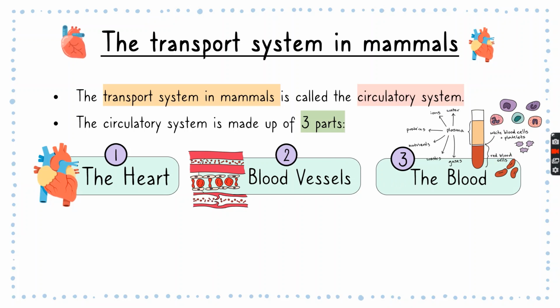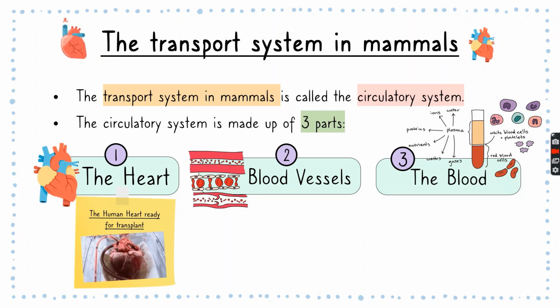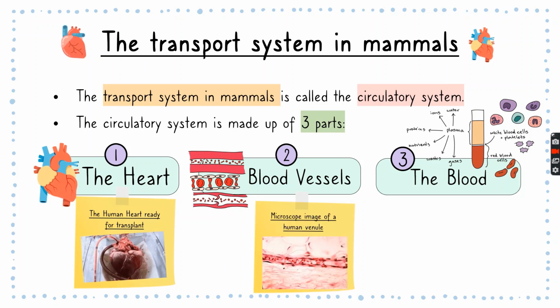These are all drawings of all of these things, but you must be able to look at how it looks like in real life. So this is the human heart ready for transplant. Blood vessels under the microscope. This is what we call the human venule. So the venule is a very small vein, and it helps to transport the blood from the capillaries to the veins.